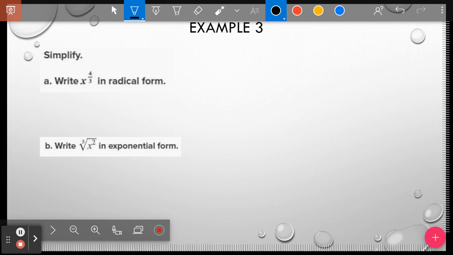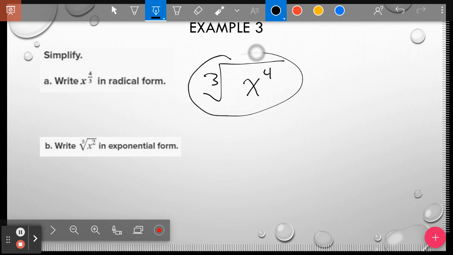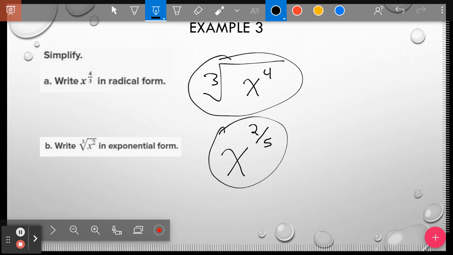So write in radical form. In radical form, the 3 goes with the radical sign. It's the bottom of the rational exponent. The 4 goes inside with the x, so it'll be x to the 4th. And that's it. Now, in exponential form for part B, x is the base, 2 is the exponent, 5 is the index, so it's going to go as a rational exponent of 2/5.